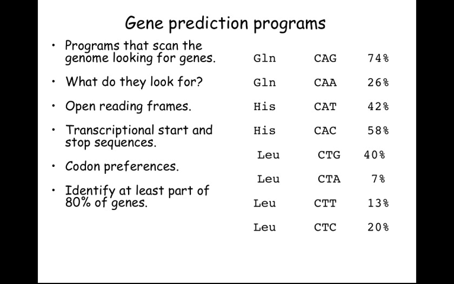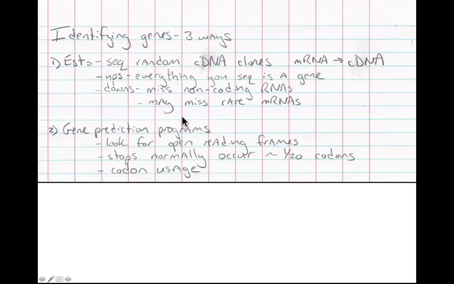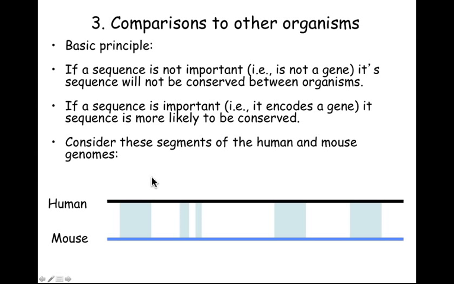We talked a bit about how codon usage varies, so in addition to just looking for open reading frames, different organisms will have preferences for different codons. Again, I took a couple of slides down into just a couple of lines. Gene prediction programs look for open reading frames. Stops normally occur about every 20 codons, and a reminder that codon usage is an issue. We talked about comparison to other genomes. If you have 2 genomes, you can align them to each other in those regions which have similarities.